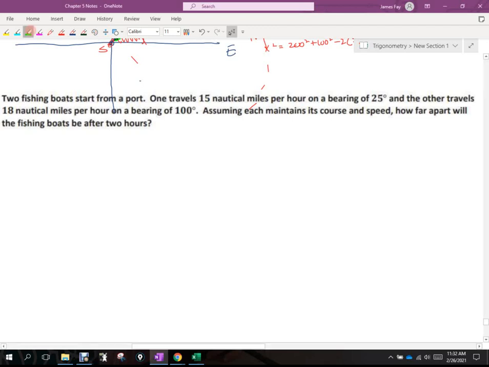Now, what stinks about this, and all college algebra, pre-calculus, and trig courses or textbooks do this, is they start using vocabulary that they assume is common knowledge. When they say bearing of 25 degrees, or down here it says bearing of 100 degrees, they assume that you know what that means. Anybody know what a bearing of 100 degrees looks like? Take a guess at what quadrant a bearing of 100 degrees ends up being in?